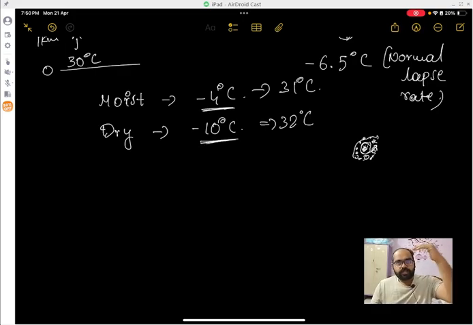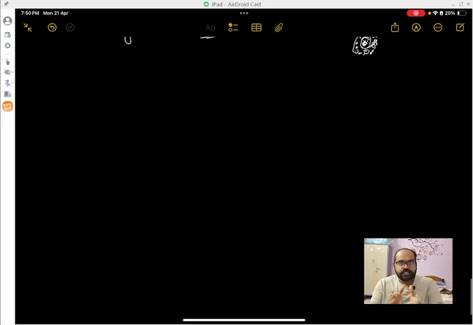As we move up, dry air loses heat quickly because of the drop in temperature. For moist air, the rate of losing heat is slow because of the water vapor molecules surrounding the air. And due to this presence and absence of water vapor, the air will be stable or unstable. Okay, let's see what is stability and instability of the air.